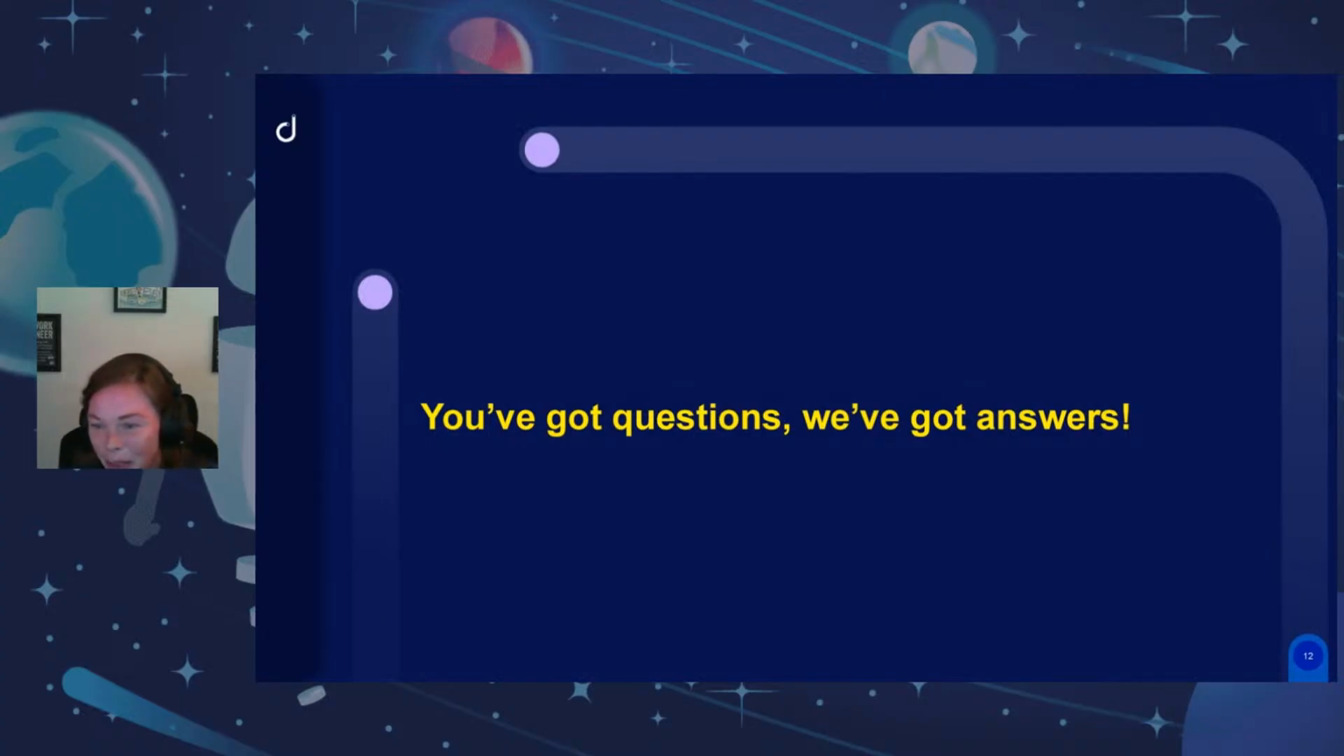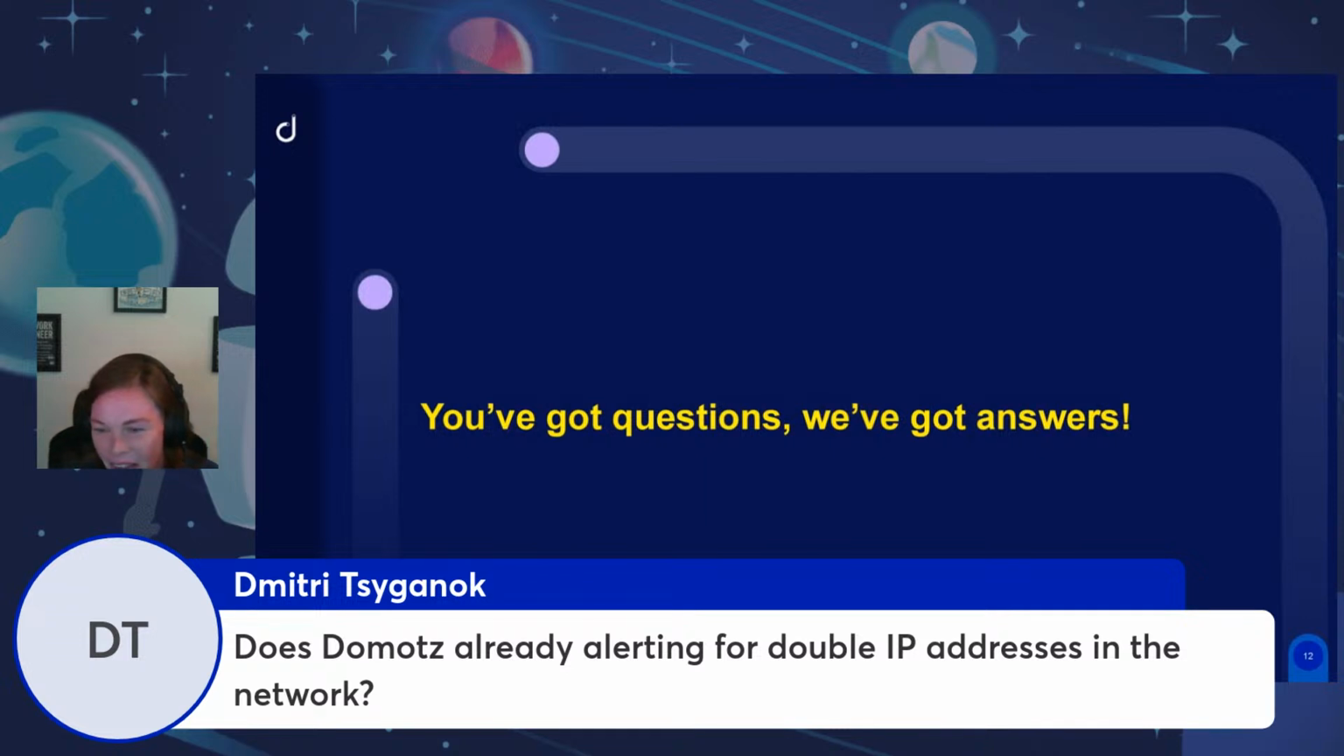Yes, profile is in beta. Awesome, thanks for saying that. Does Domotz already alert for double IP addresses? Yeah, we do the conflict as well as multi. In your topology, you'll see the double IP address coming across there. So we're able to do that as well.